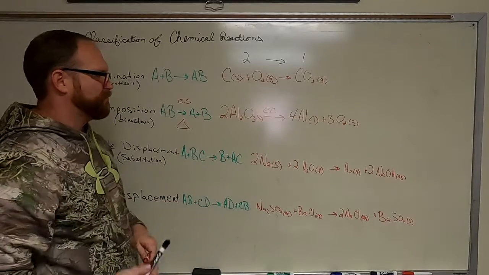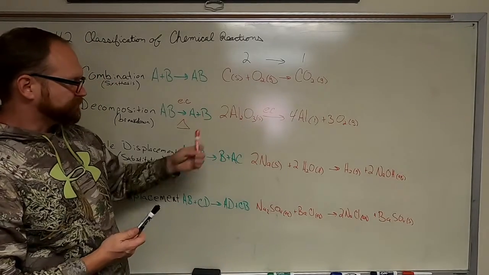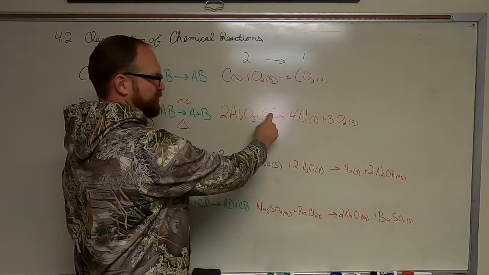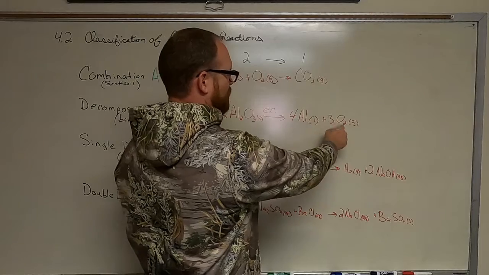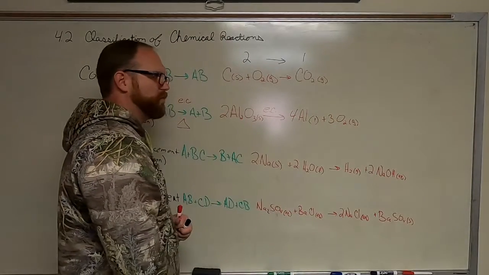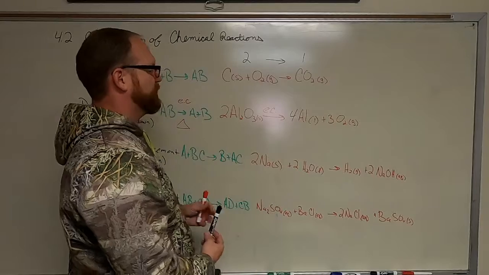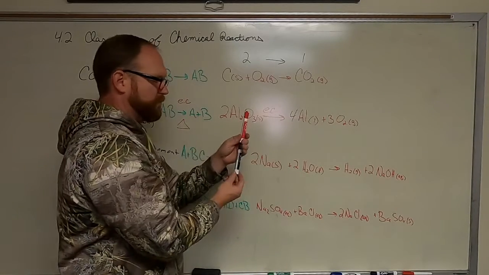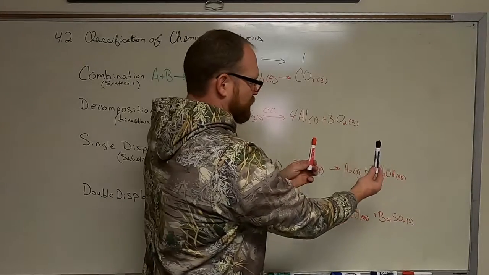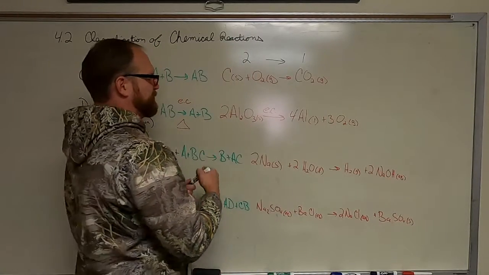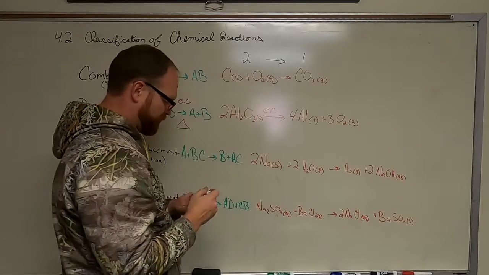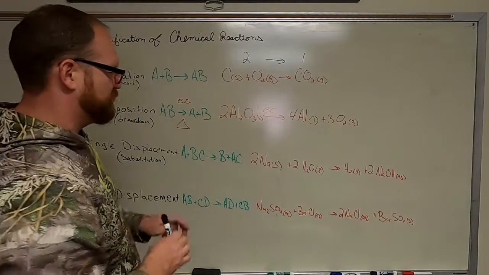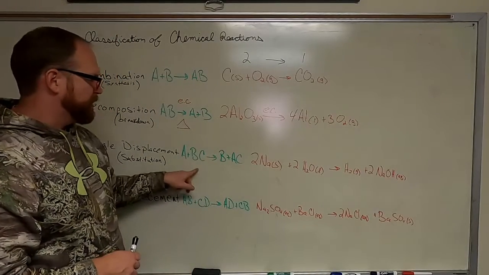Two different products. Our example here is we have 2 aluminum oxide is going to yield, with an electric current, 4 aluminum with 3 O2, gaseous. So again, I know there's 2 of them, but there's one molecule that's breaking down to 2 separate atoms. And by the way, I want to say this real quick, we'll get to it in just a second down here. We'll explain some things, especially with the double displacement, it'll make sense. We'll hold off till then.